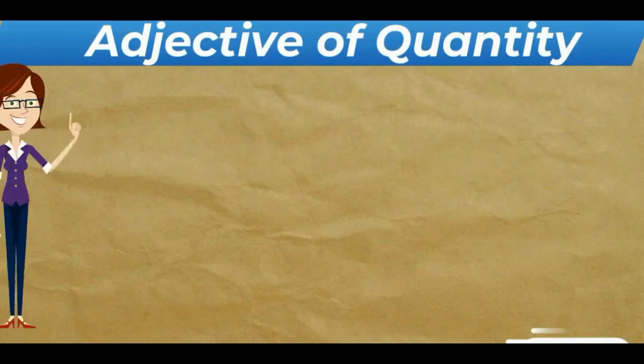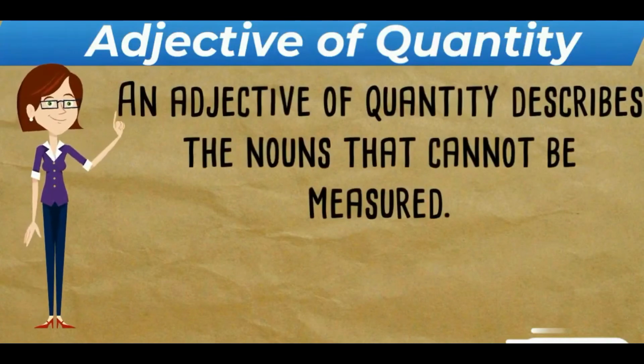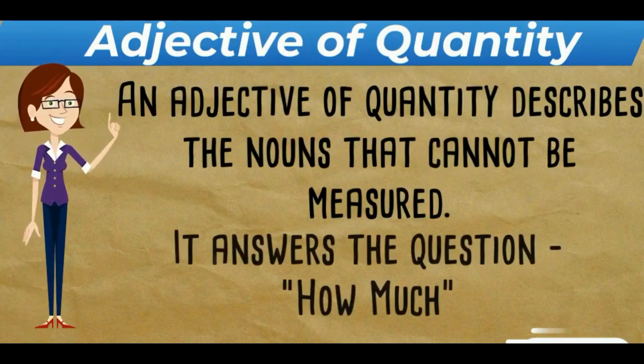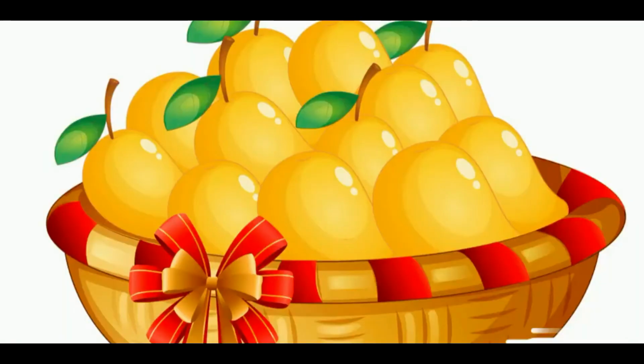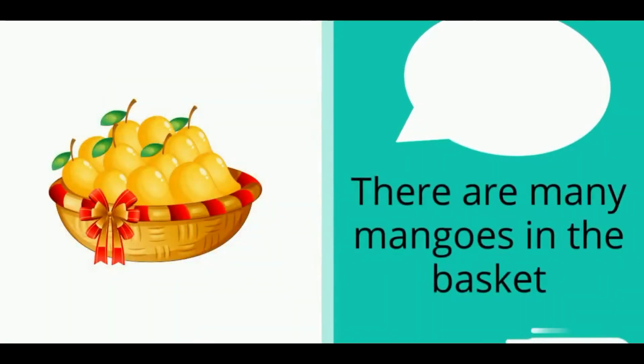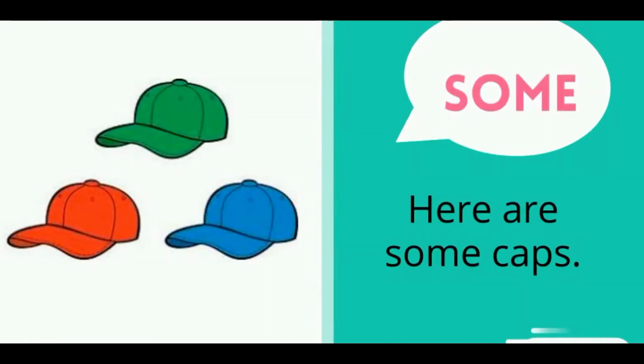Adjective of quantity. An adjective of quantity describes the nouns that cannot be measured. It answers the question, how much? For example, there are many mangoes in the basket. Many is the adjective. Here are some caps. Some is the adjective.